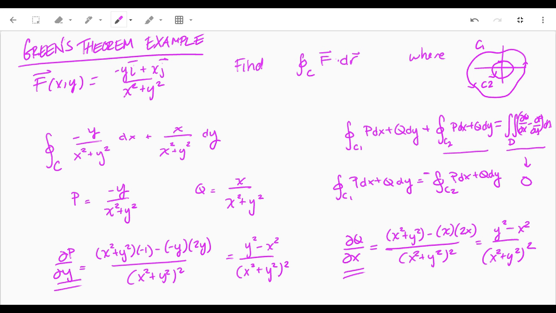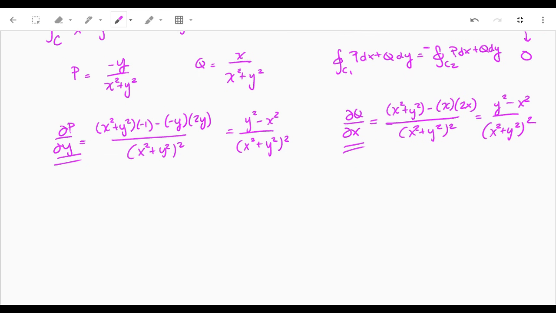Makes sense? And again, C2 is positively oriented. Did I get that right? I have to orient it the other way so that the region is to the left. It's not positively oriented around the origin, so the origin's not a concern there. All right, so I'm going to rewrite that down here.